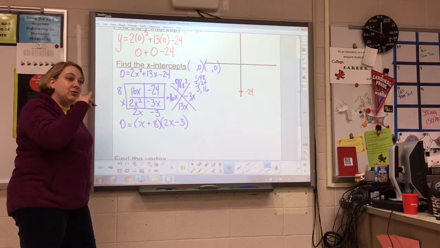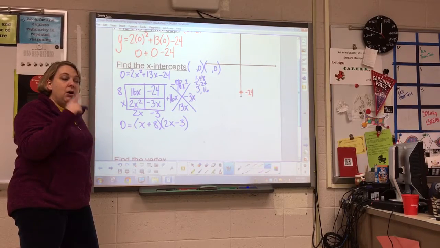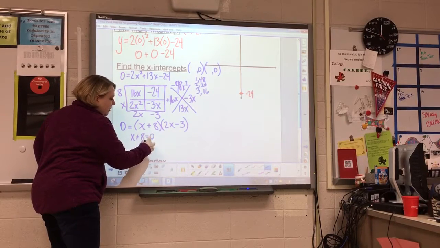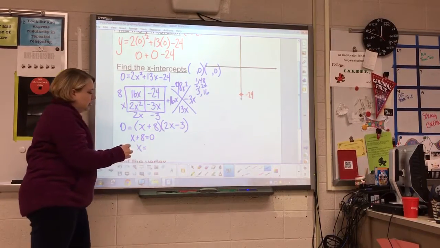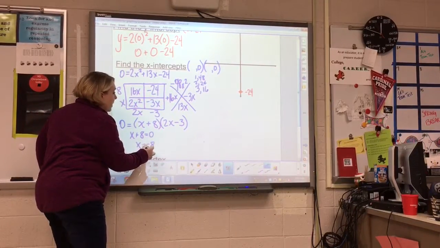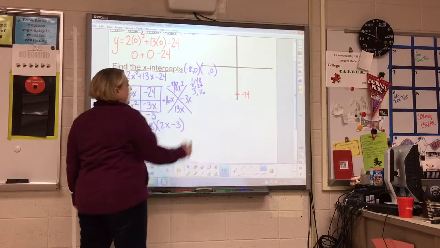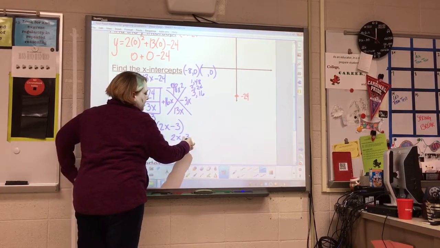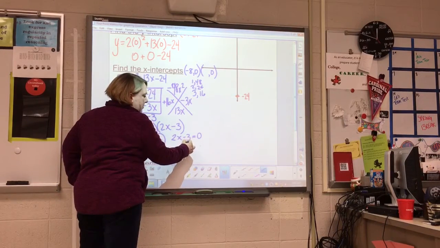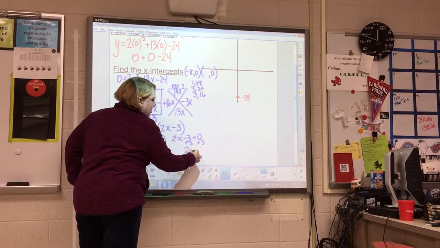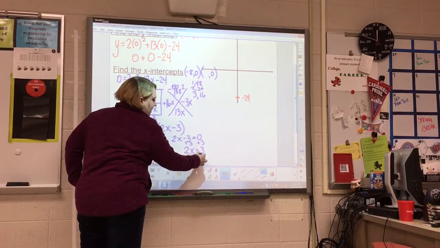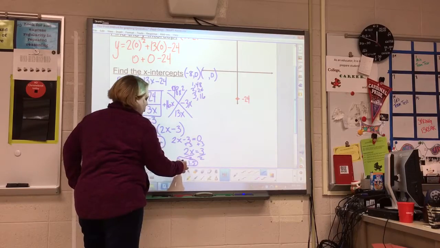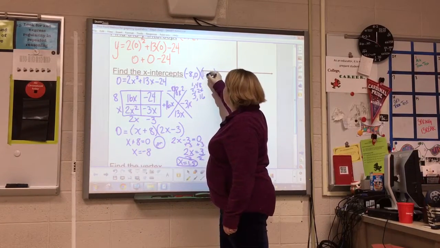Now, since I have 2 things that are multiplying that equal 0, one of them's got to be 0. So either this one is 0, so x plus 8 equals 0, in which case what would x be? Negative 8. So there's one of my x-intercepts, (negative 8, 0). Or this one equals 0. 2x minus 3 equals 0. So I'm going to add 3 to both sides first, and I get 2x equals 3. And then if I divide by 2, I get x is 1.5.